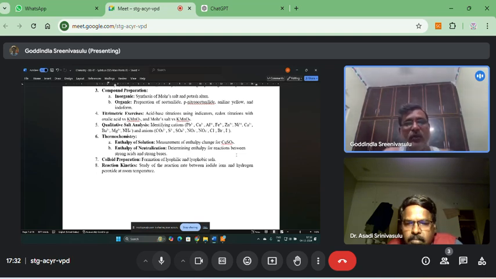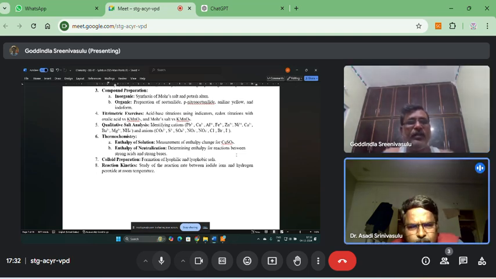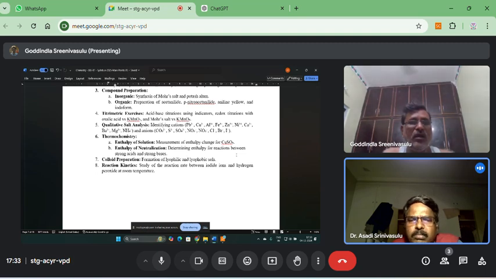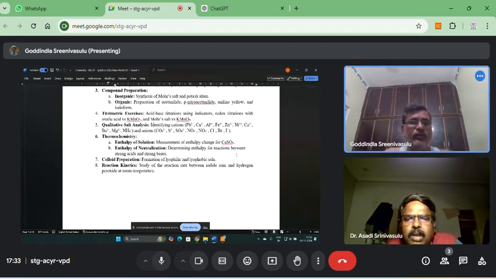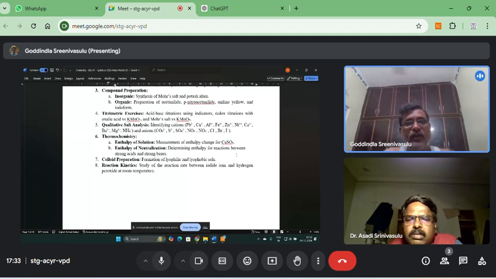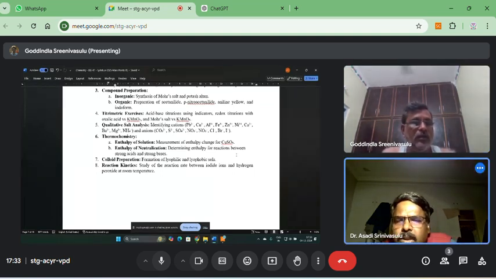identifying the cations like lead, copper, aluminum, iron, zinc, nickel, calcium, barium, magnesium, ammonium, and anions. NH4 is ammonium, not sulfide. Cations like, and then anions. Okay. Continue. Anions like carbonate, sulfate, nitrite, chloride, bromide, iodide, like that. That is halogens. Okay.